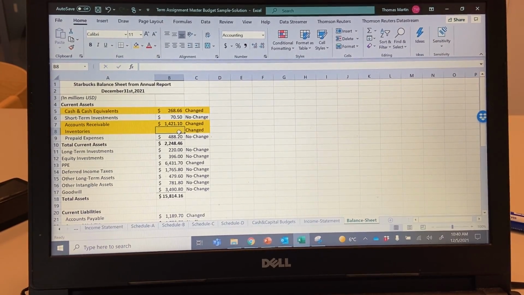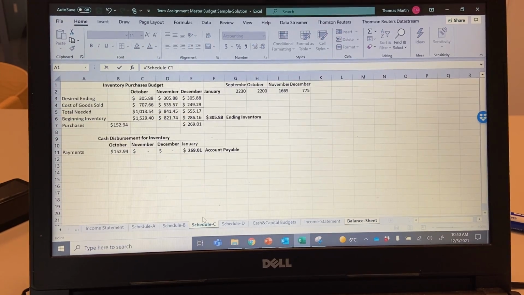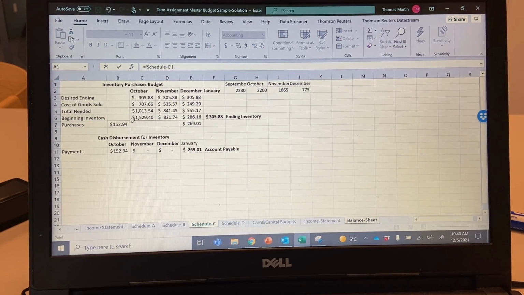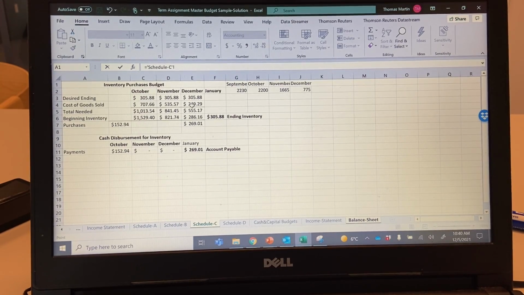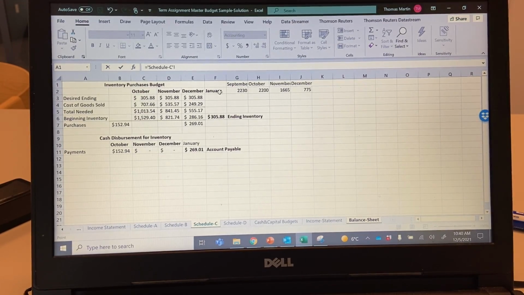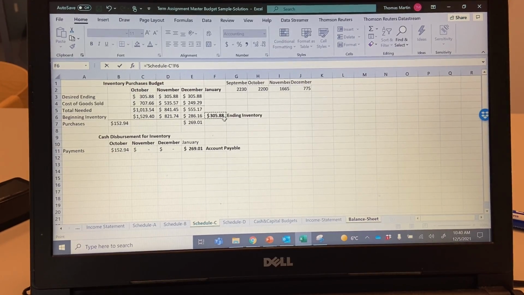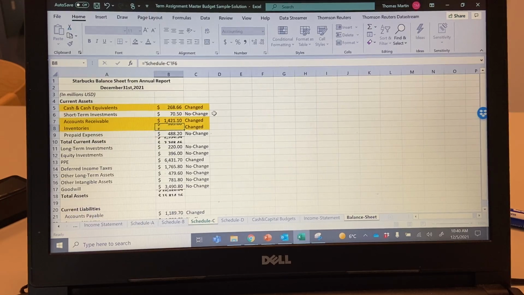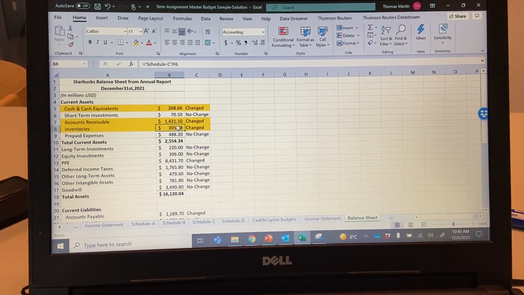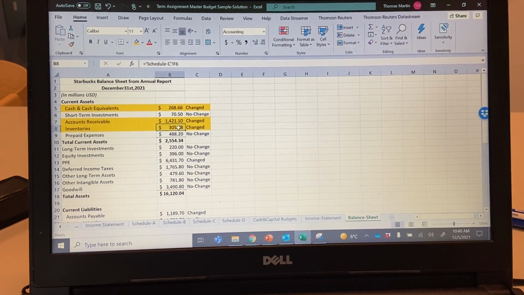So we're going to delete this number. That's coming from Schedule C. Here we see in our inventory, we used inventory, we made a purchase here, we made a purchase in December. Our ending inventory is 305.88. Okay, that's desired ending, that's what we finish with. So I'm linking that to Schedule C.